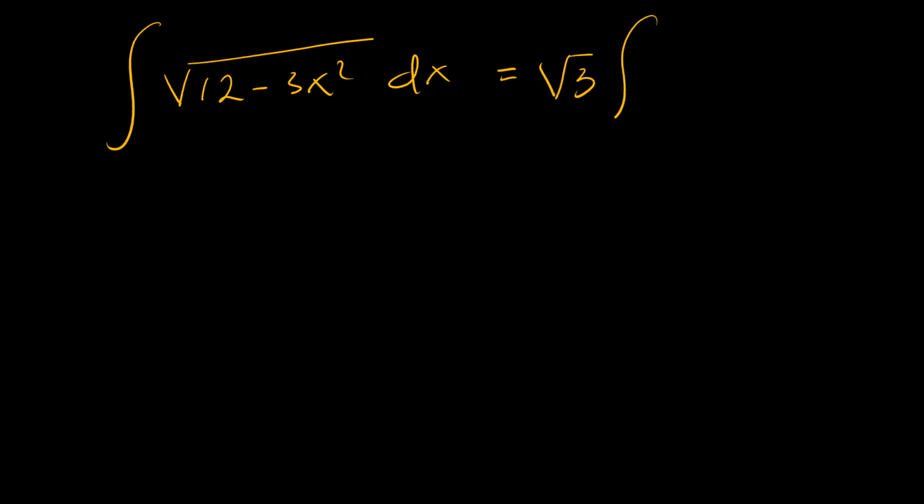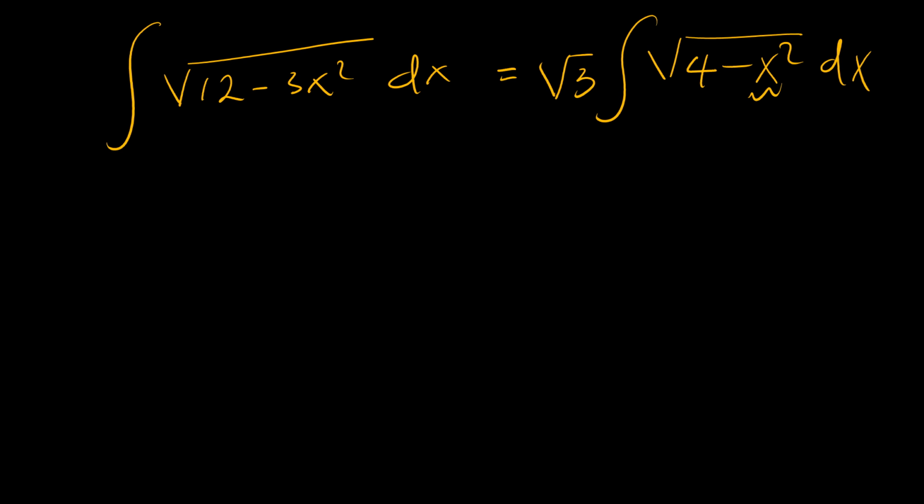The indefinite integral of the square root of 12 minus 3x squared. One thing we could do is pull out square root 3, and then you're left with the square root of 4 minus x squared. So we can use a trigonometrical approach. Let's begin with the trigonometrical approach.